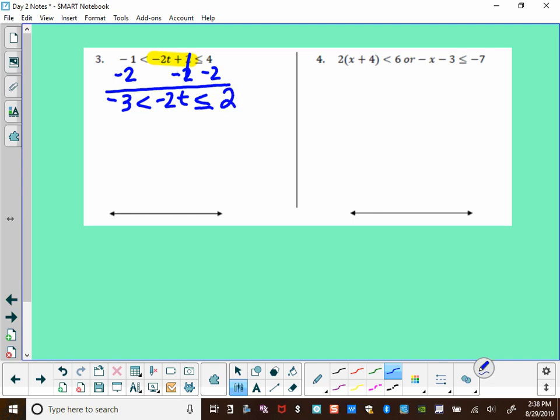I'm still not done yet. I don't have that variable by itself. Now what do I do? I'll start in the middle again. How do I get t by itself? You're going to divide by negative 2, but you're going to divide everything by negative 2. So the middle gets divided by negative 2, the left gets divided by negative 2, and the right gets divided by negative 2.